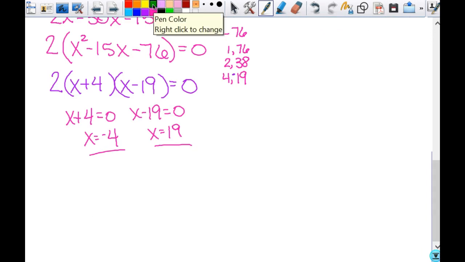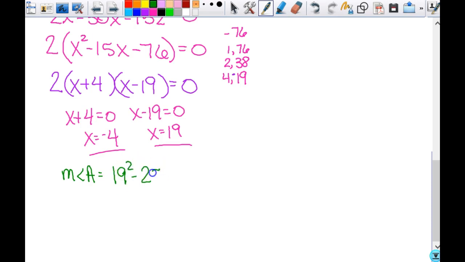If we start with the measure of angle A, right? So the measure of angle A, you can't see it up there anymore. So it's what? X squared minus 25. All right, so I'm just going to write this down. It's X squared minus 25 times X, which is 19. So before we do any math, you should know what 19 squared is, first of all.